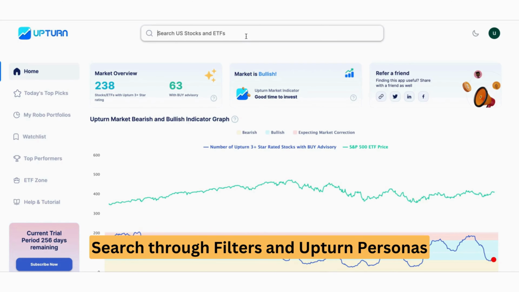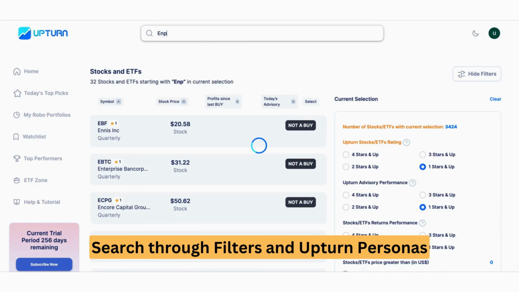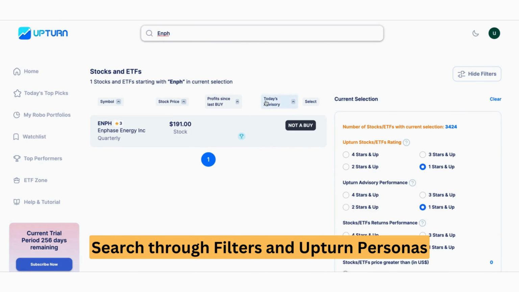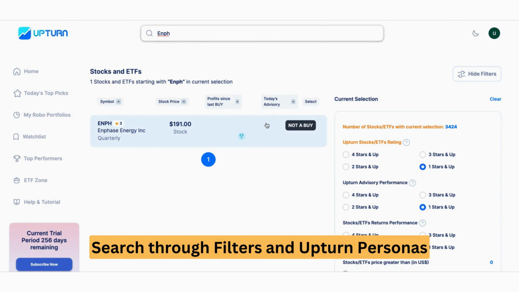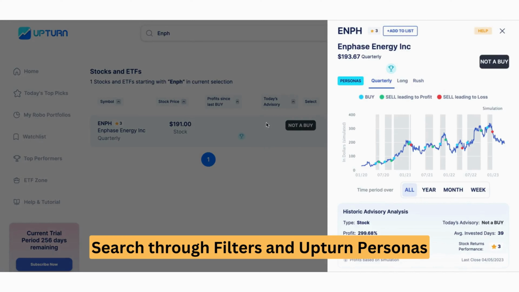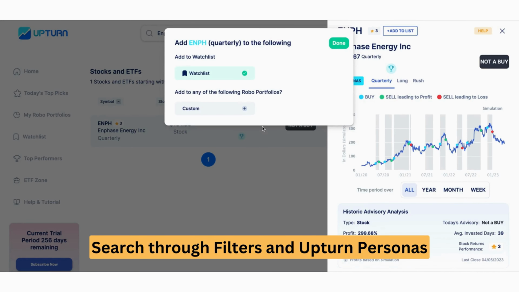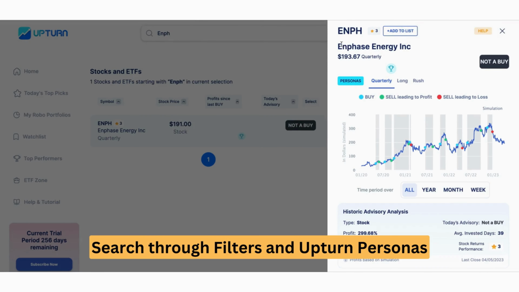Upturn makes stock and ETF searches simple and powerful through filters. Users can type in any stock name or symbol in the search box above to list all stocks or ETFs starting with those letters. Clicking on the stock or ETF card opens the stock details and chart. By clicking the Add to List button, users can add this stock to their watch list or any robo-portfolio.